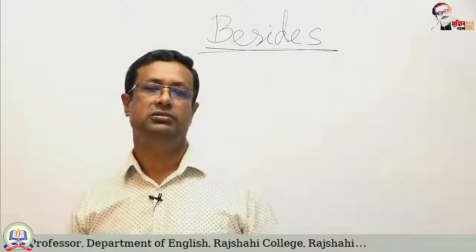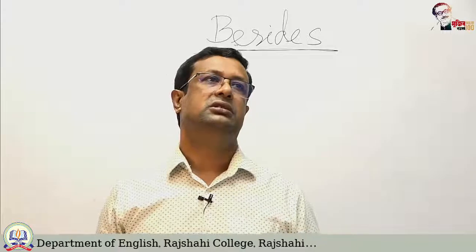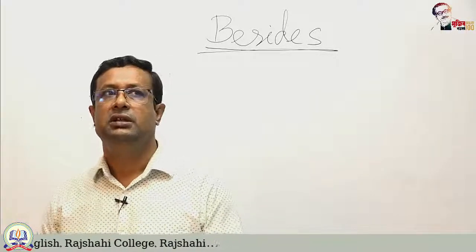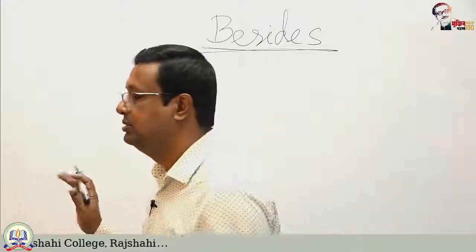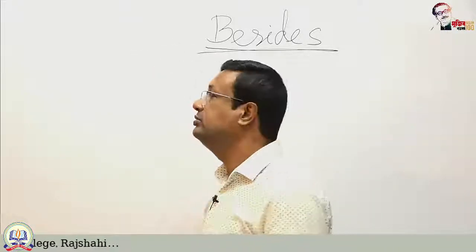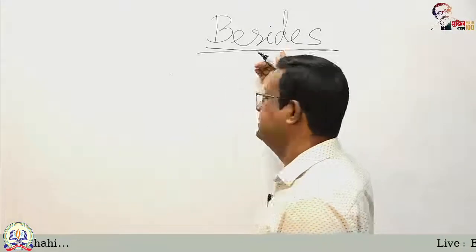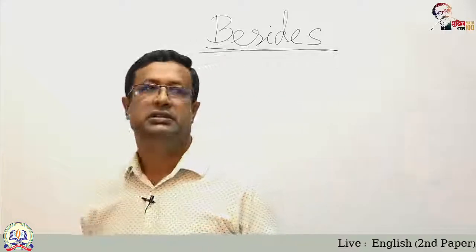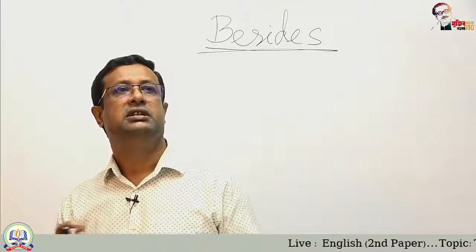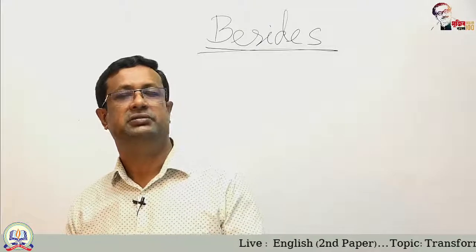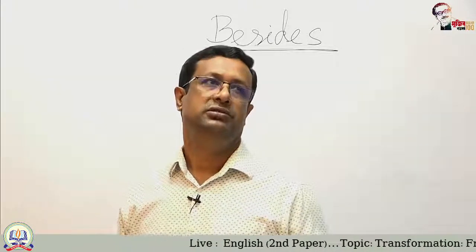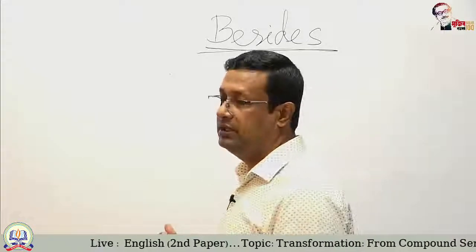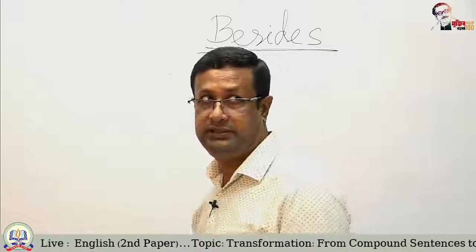Thereafter we will use a noun, that is, in these sentences there will be two subjects and two finite verbs, and we will use a noun after besides. Or if it is with two same finite verbs, then we will use a finite verb with the ing form. Okay, firstly see the sentence.